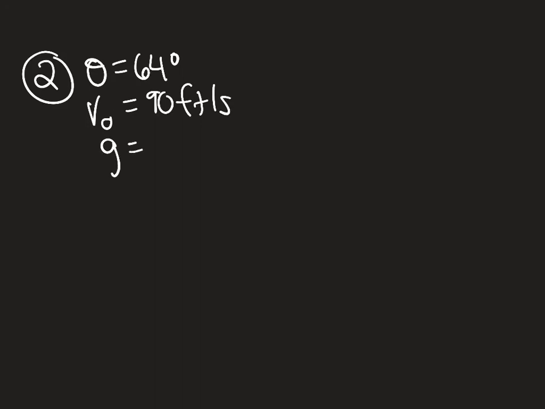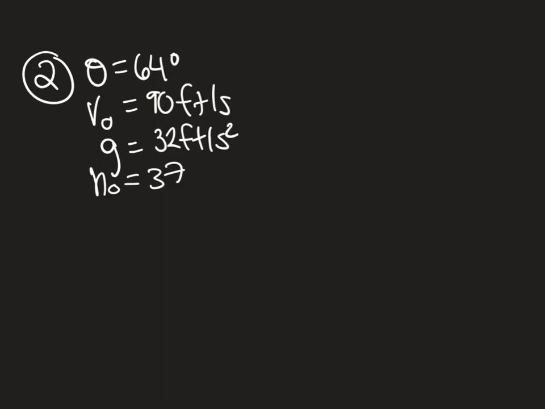I'm going to write down my gravity. I'm going to use the 32 feet per second squared because we're in feet. And this one has an initial height. My initial height is 37. So we're going to do the same things again. It says letter A, write your parametric equations.